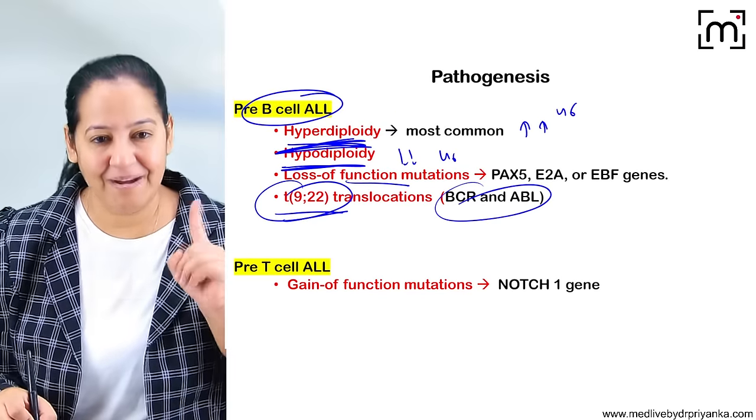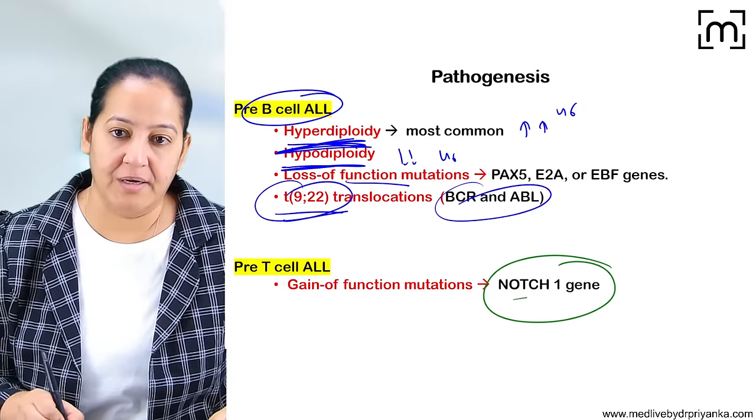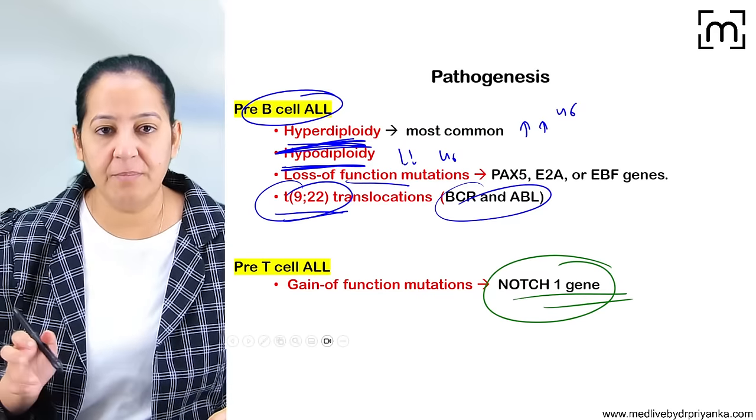Say yes. And in pre-T cell, the mutation is in the NOTCH gene. The mutation occurs in the NOTCH gene. So what are the mutations here?